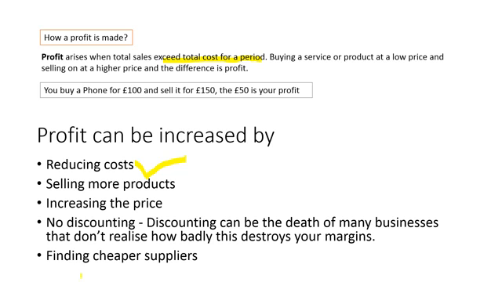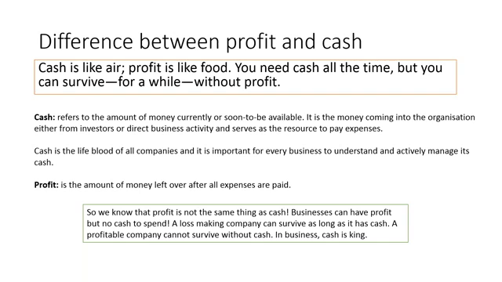The best option is finding cheaper suppliers, so you can increase profit by finding cheaper suppliers. It's not always the best idea in the world to stay with one single supplier. Go around, shop, see which other suppliers can offer you the same service for a cheaper price. You need to shop around and get quotes from different suppliers to make sure that you're getting the best deal, and that will result in increased profit.